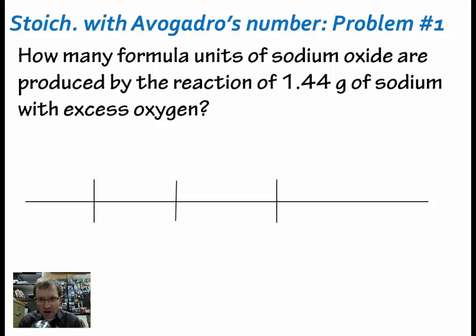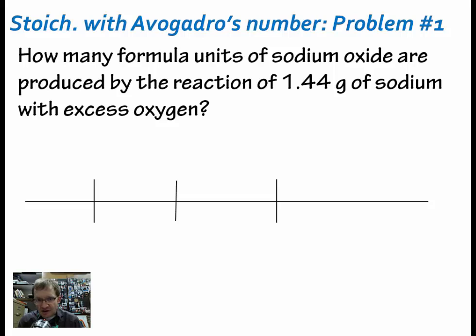This is problem number 1 on the page that I gave you in class. And again, if you're not in my class and you want to do this problem along with us, you can just copy it down somewhere. The question asks how many formula units of sodium oxide are produced by the reaction of 1.44 grams of sodium with excess oxygen. Well, one thing you'll notice different about this compared to some stoichiometry problems is that there's no equation. So we need to figure out the equation first.